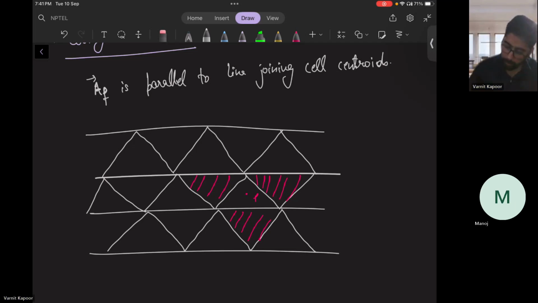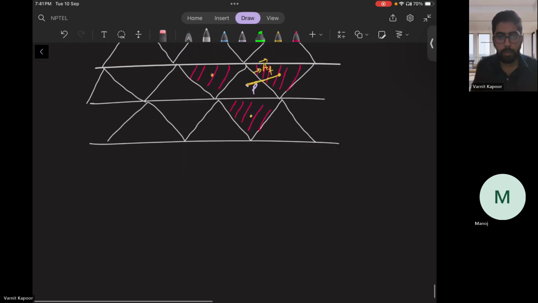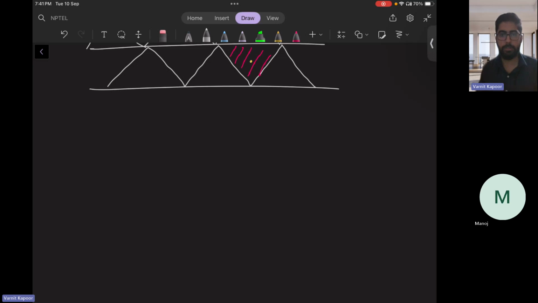So the area vector, and these are the cell values, the cell centroid for this and this. If you see, the area vector for the cell under consideration and the line joining the cell centroids are both parallel. So it's an orthogonal mesh. The area vector is parallel to the line joining the cell centroids, and it's an unstructured orthogonal mesh. Now let us formulate the equations accordingly. Just give me a minute, guys.